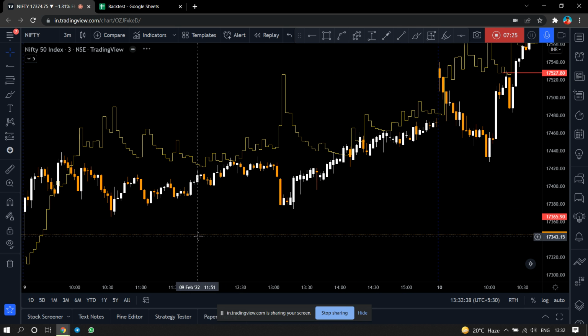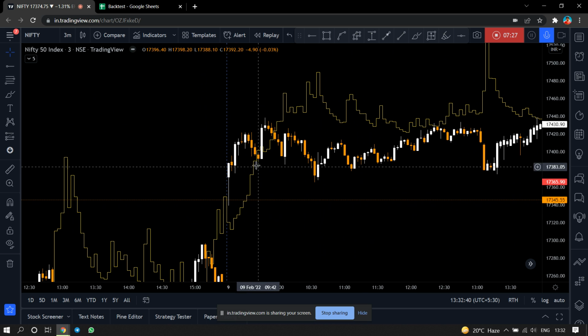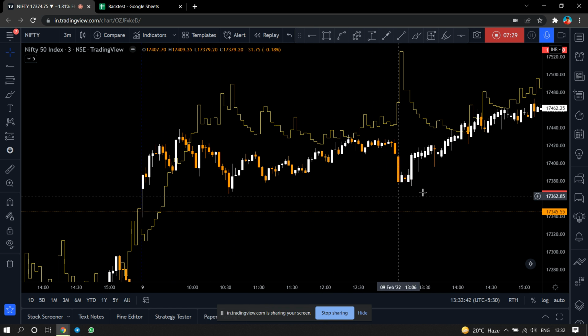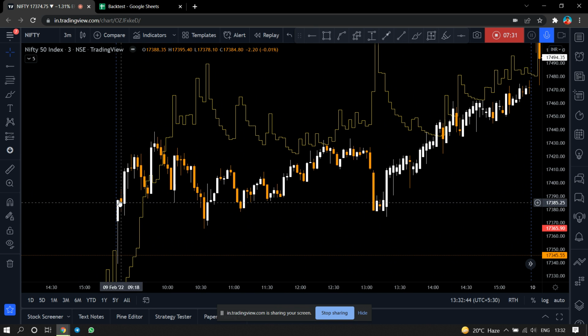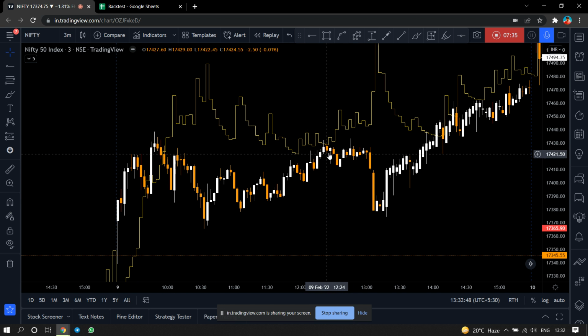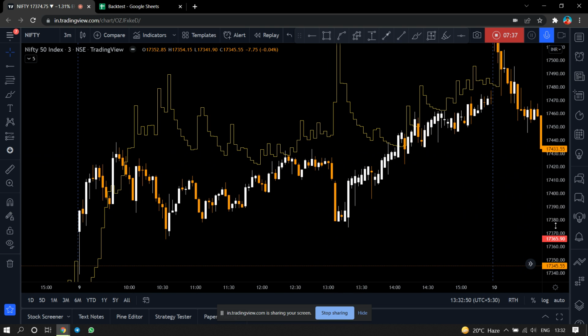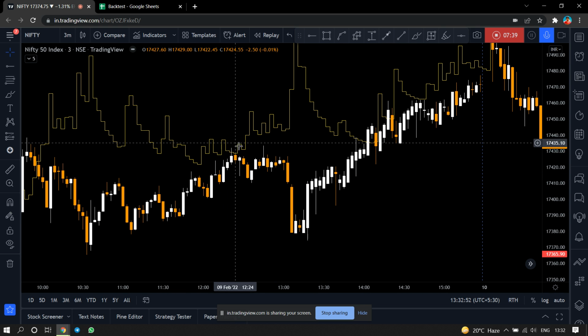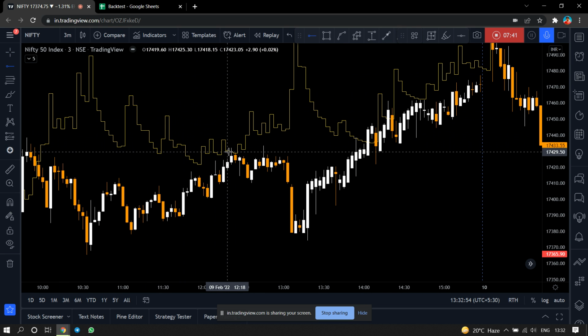Now let's continue to look for more trades. On 9th of February you will see the stock started trading above our indicator, then it came back, and then here it gave an intersection. So at this particular point, it gave an intersection. We'll just mark our level.